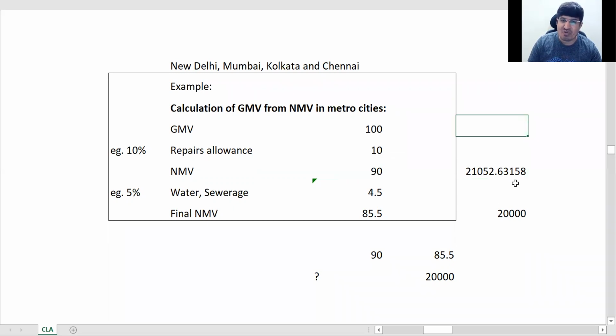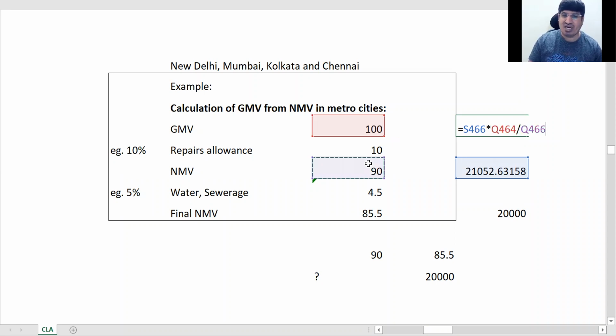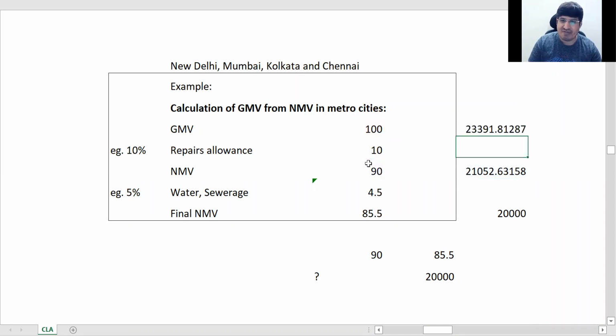Now again, to go up here, separated by this percentage, you will do the same thing. So this will be equal to this into 100 upon 90. Later on we'll do it, I'll give you some sample problems on this. So then you will get the final value. Now this is the GMV which you will use.